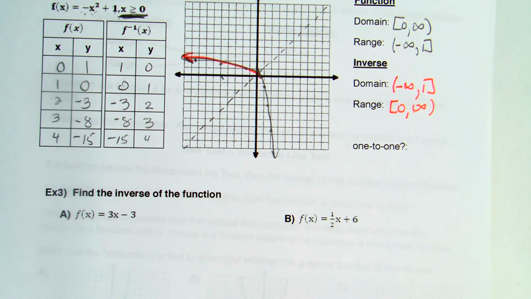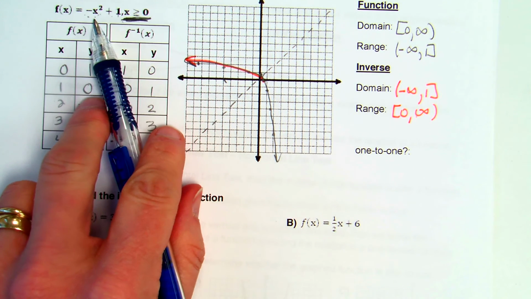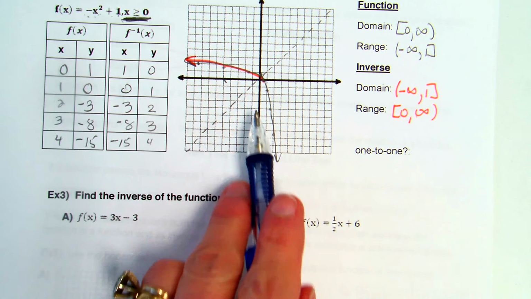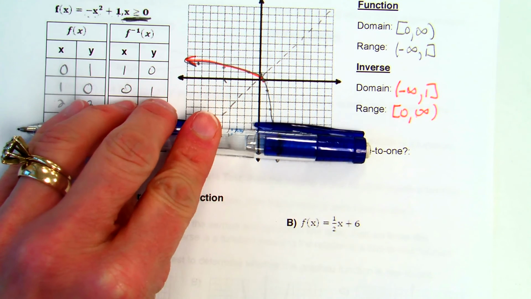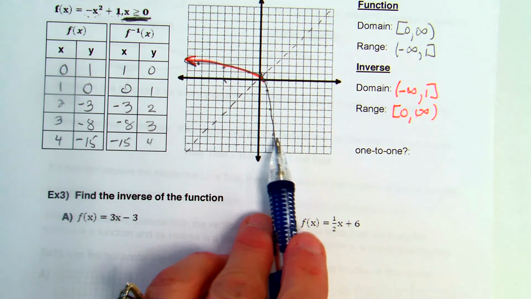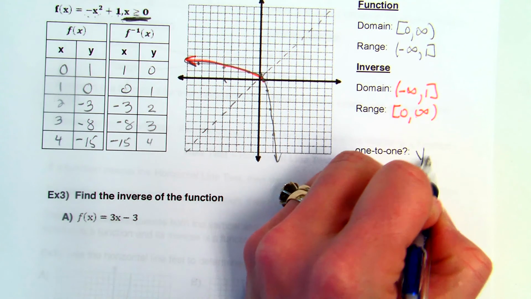Good. Is this graph 1 to 1? Is this function 1 to 1? A quadratic is normally not, but by me restricting that domain, I'm only seeing part of it. So when I do that horizontal line test, then I'm only touching that graph in one place at one time. So yes, this function is 1 to 1.